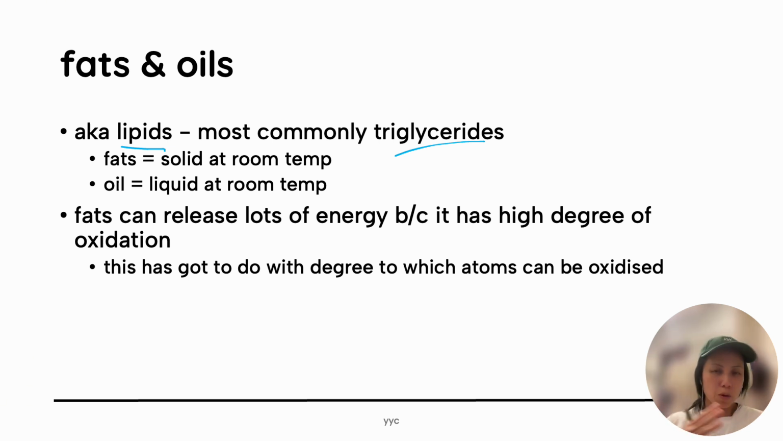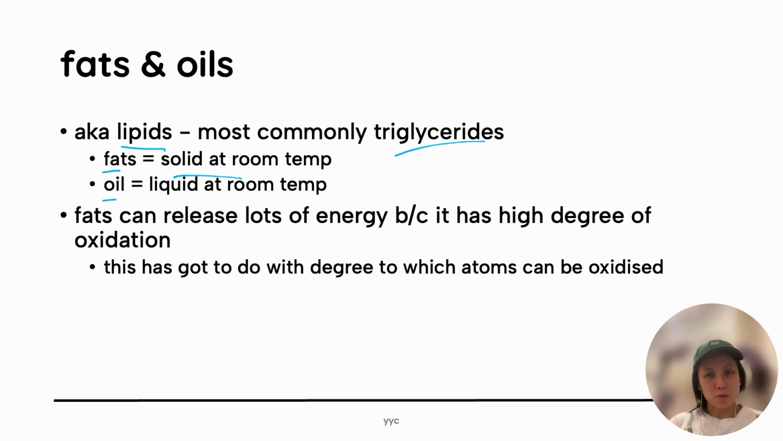Why we call them fats and why we call them oils is because of the state at which they exist at room temperature. So fats are predominantly solid at room temperature, so your butters and all of that sort of stuff. Whereas oil, like the cooking oil that we use, we call it oil because it's in liquid form at room temperature.